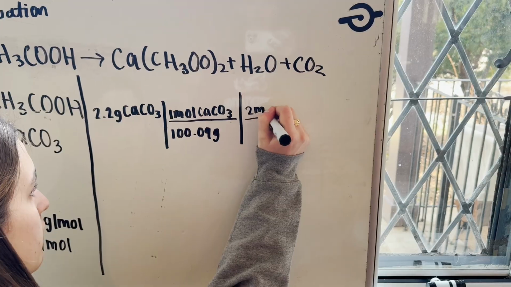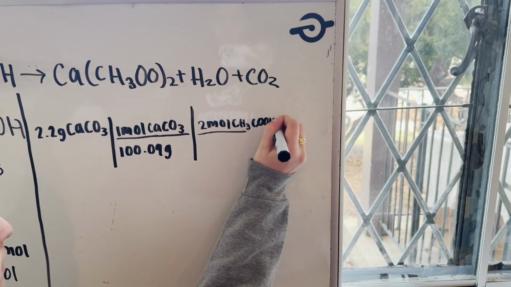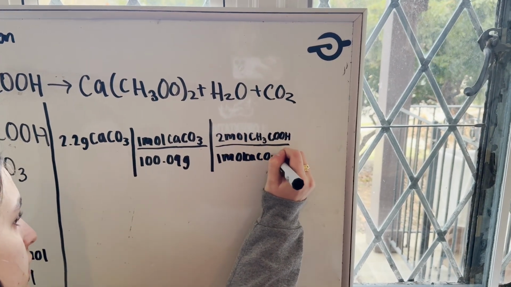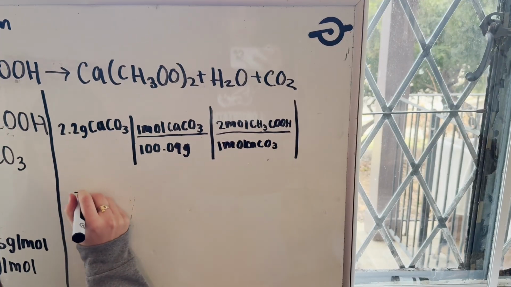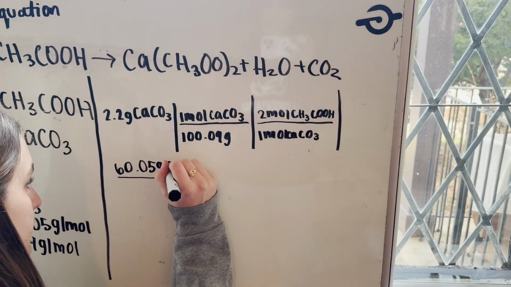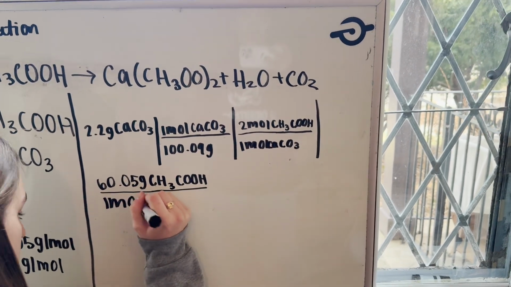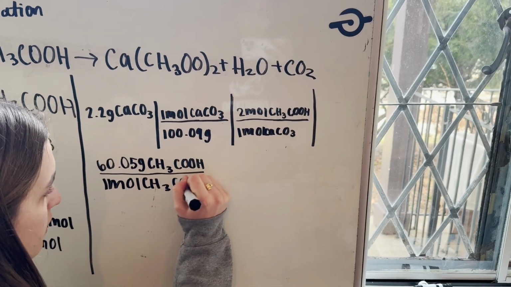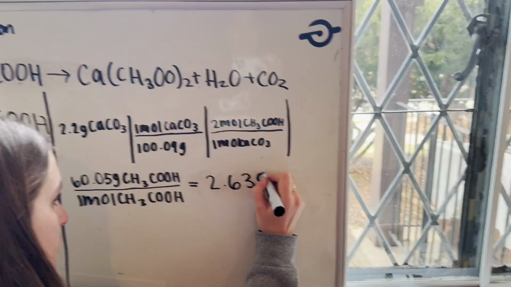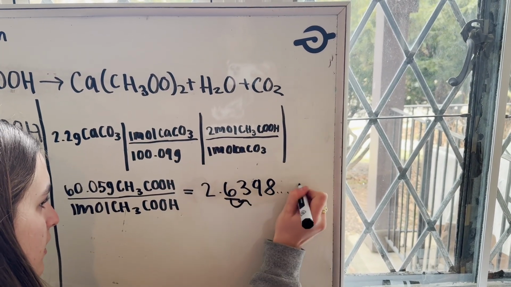Next, we need to use the mole ratio of calcium carbonate and vinegar, which is a 2-to-1 ratio. We're going to put the vinegar in the numerator because that's the conversion that we want. Then, after we do that, we're going to use the grams per mole conversion for vinegar, putting the grams in the numerator spot. Once you multiply and divide your way through this problem, your answer should come out to be 2.6 grams of vinegar.